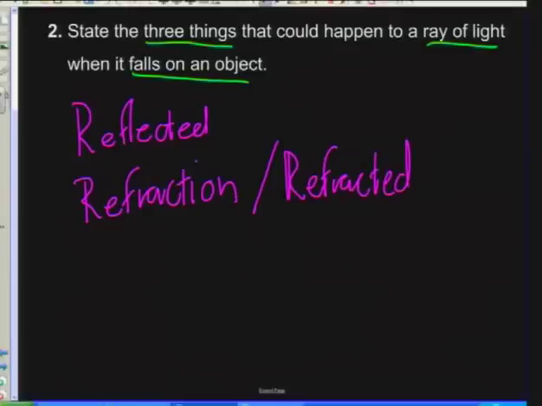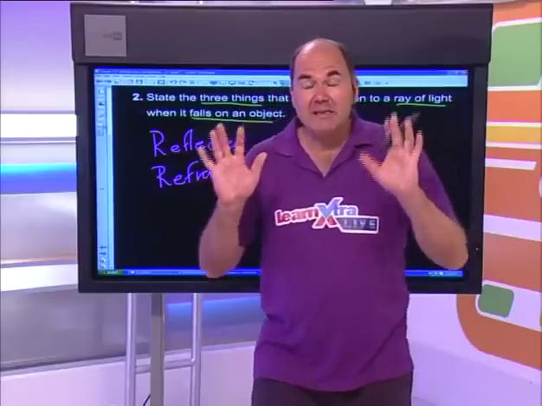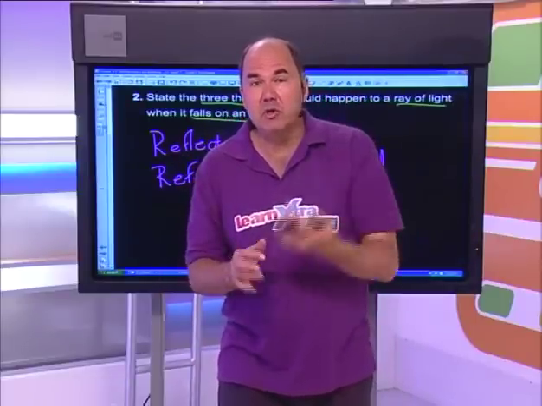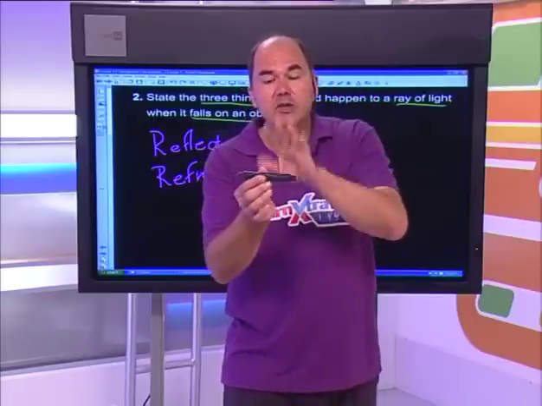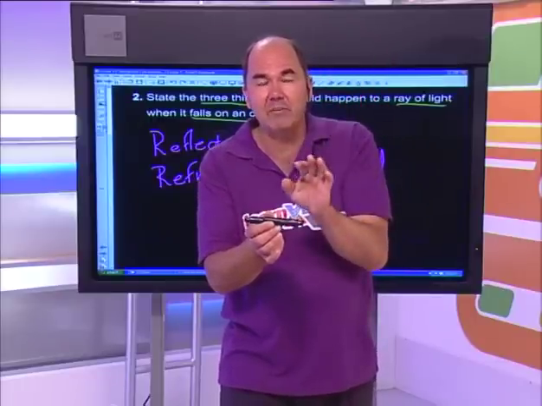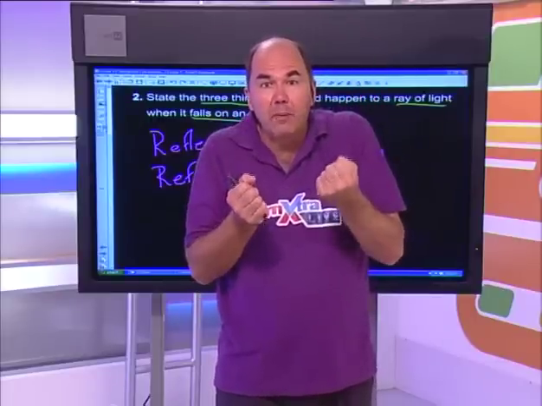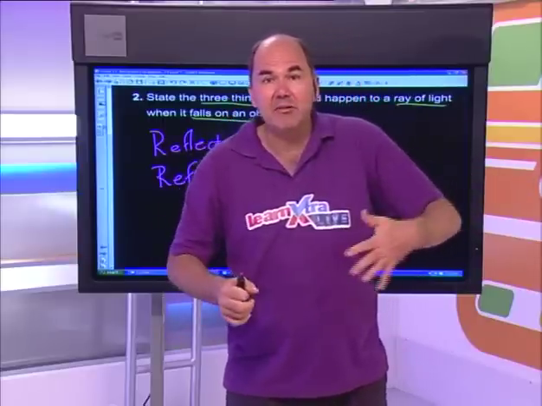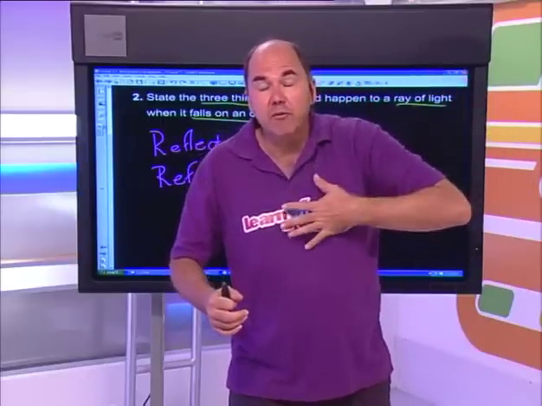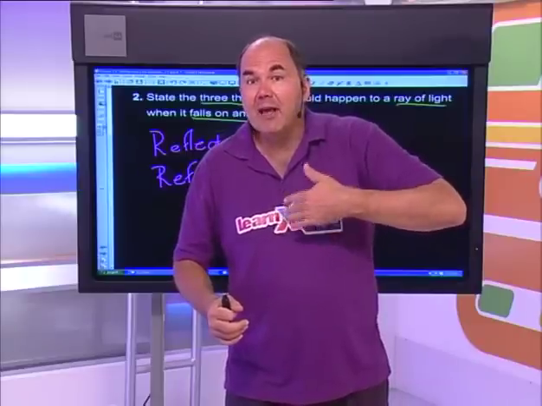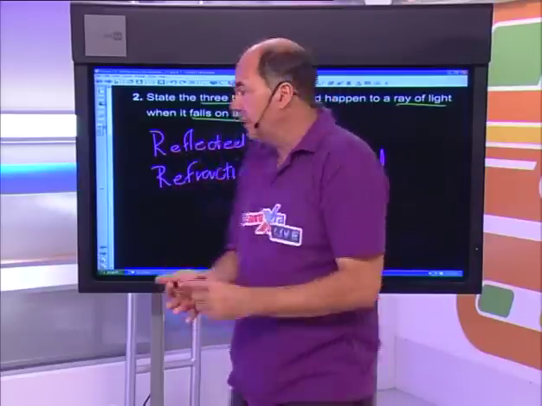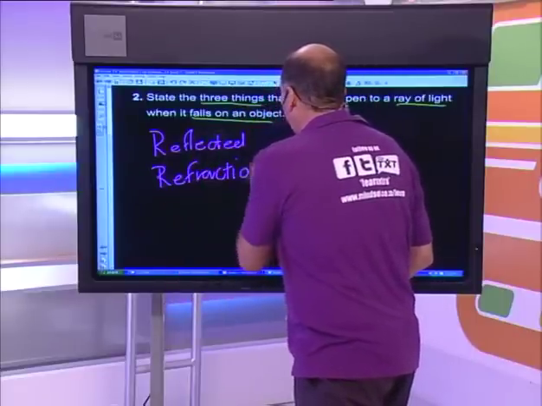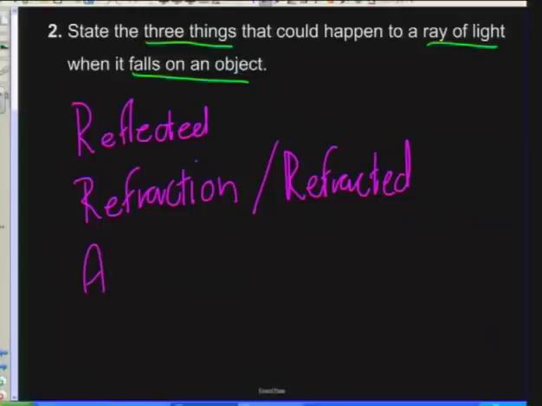And what's the third thing? Well, guys, this is important. We had a long discussion about this when I was with you 2 weeks ago. We said that objects that are dark in color, black objects, absorb light. Now, the same goes for colored materials. They absorb certain frequencies of light and they reflect the ones that we see. So light can be refracted, it can be reflected, and it can be absorbed.